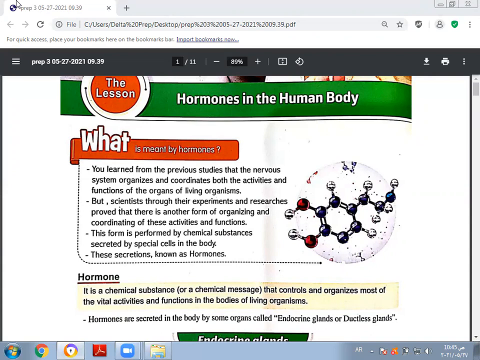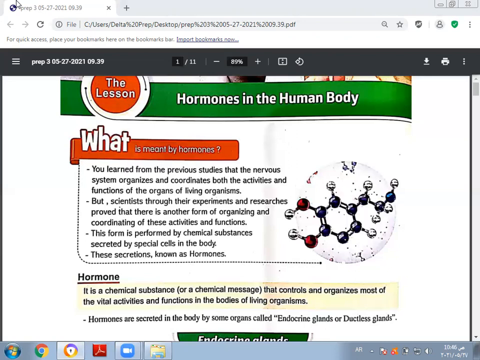We learned before that the nervous system organizes and coordinates both the activities and functions of the organs of living organisms. But scientists, through their experiments and research, proved that there is another form of organizing and coordinating these activities and functions. This form is performed by chemical substances secreted by special cells in the body. These secretions are known as hormones.